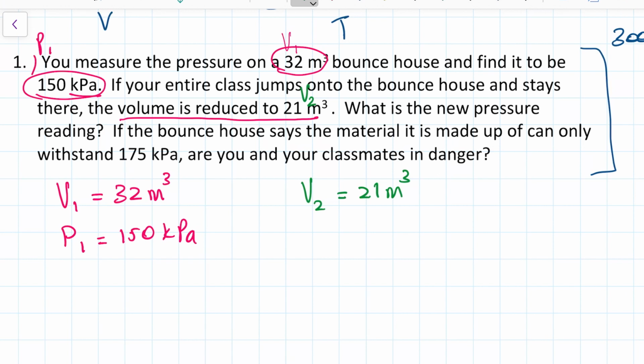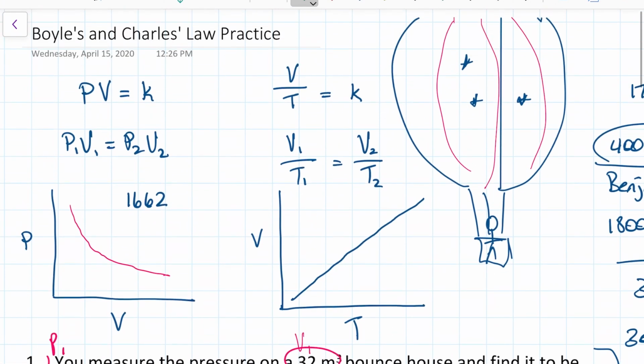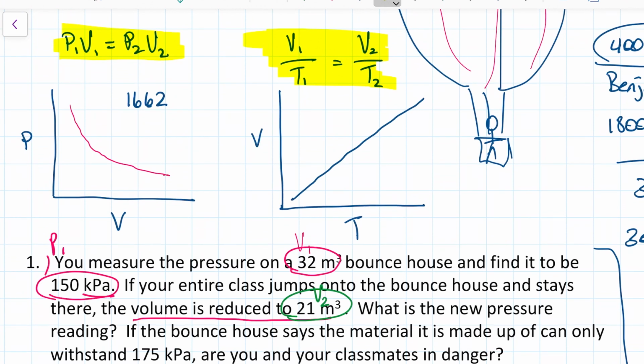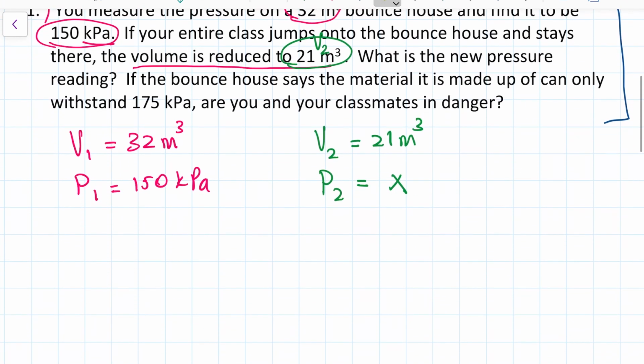What is the new pressure reading? In other words, what is the pressure when this thing is 21? So P2 equals X. If you look at what we were supplied with, we were just supplied with P's and V's. So whose law are we going to use? Boyle's law or Charles's law? Well, Charles's law includes volumes and temperatures, and nobody said anything about the temperature that day. So the only thing we were provided with were P's and V's, so we're going to use Boyle's law.